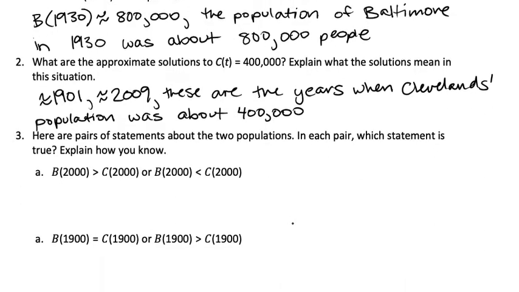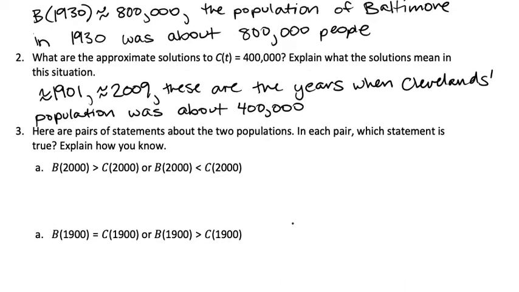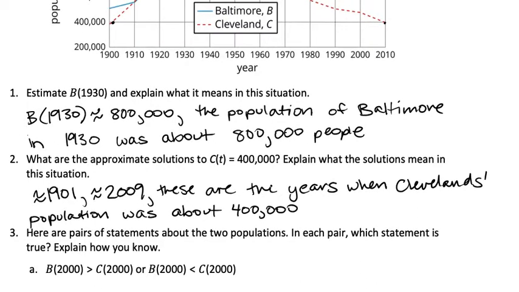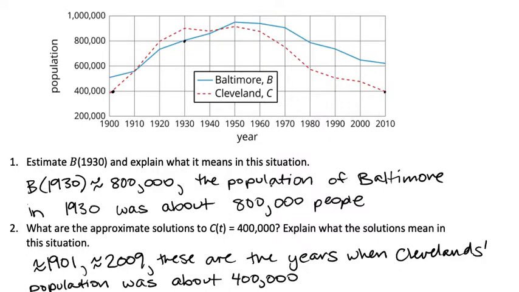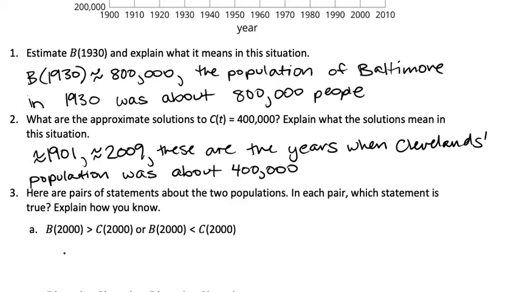Here are pairs of statements about the two populations. In each pair, which statement is true? Explain how you know. So the first pair of statements is: is B of 2000 greater than C of 2000, or is B of 2000 less than C of 2000? So to figure out if that's true, we need to go to our graph and see which one is greater in the year 2000. So the year 2000 is right here. Here's Cleveland. Up here is Baltimore. The graph for Baltimore is higher, so that means B is greater than C. So the first one is true. B is greater than C on the graph.